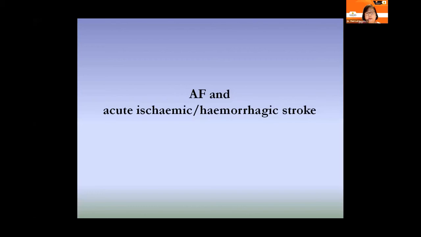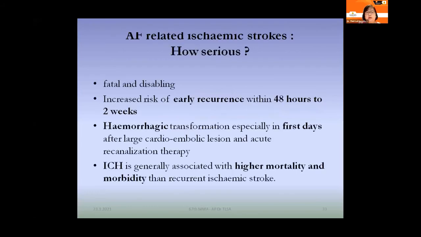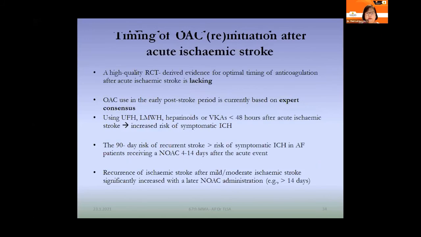What about AF patients with acute ischemic stroke and hemorrhagic stroke? Usually the AF-related strokes are fatal and disabling, and there can be early recurrences and hemorrhagic transformation. When they have hemorrhagic transformation and ICH, there can be higher morbidity and mortality. So what about the timing of oral anticoagulation in acute ischemic stroke? High-quality RCTs are still lacking. The opinions are still based on expert consensus.